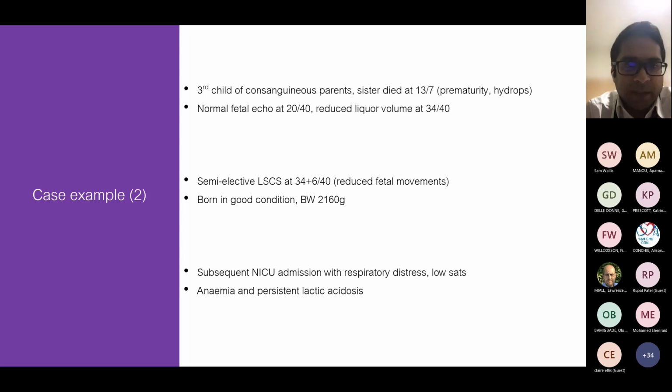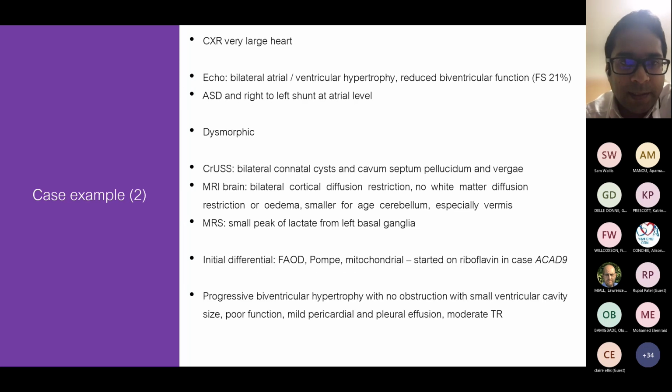I think originally a section was planned at 36 weeks. And born in relatively good condition, admitted to the neonatal unit because of respiratory distress and low sats, and was found to have anemia, but also persistent lactic acidosis. And so there was cardiomegaly on a chest X-ray, and there was bilateral ventricular hypertrophy, atrial and ventricular hypertrophy on the echo, with poor function.